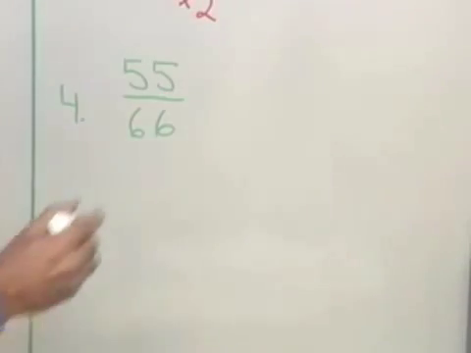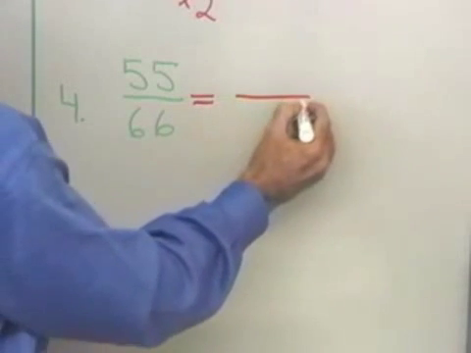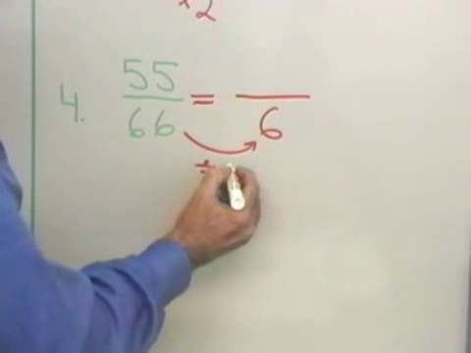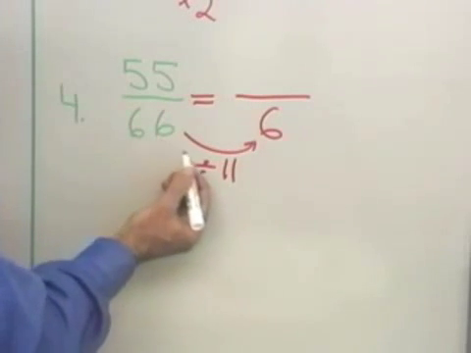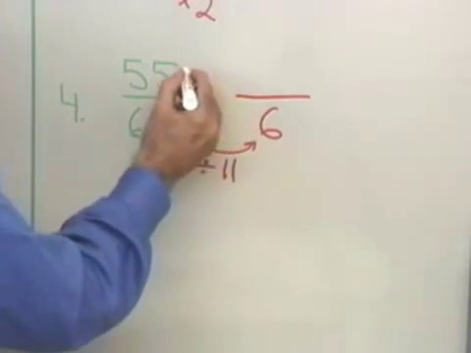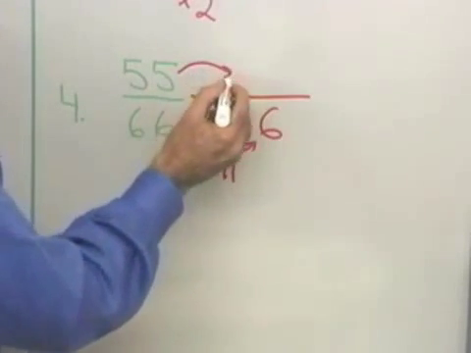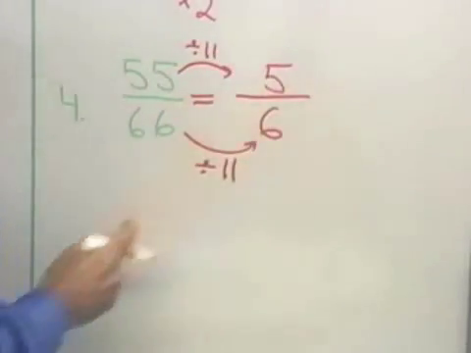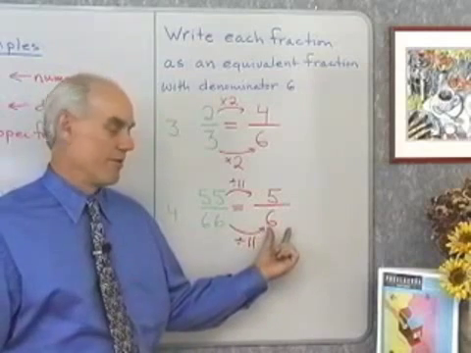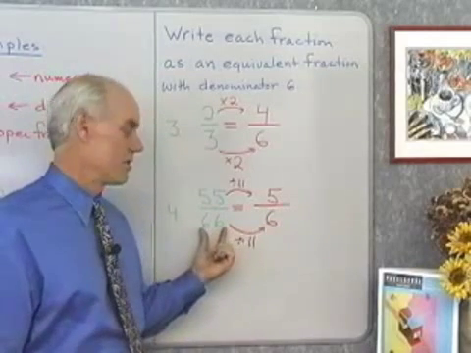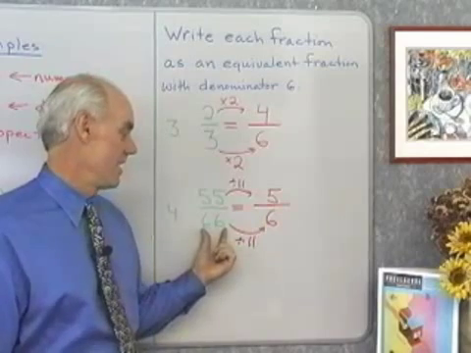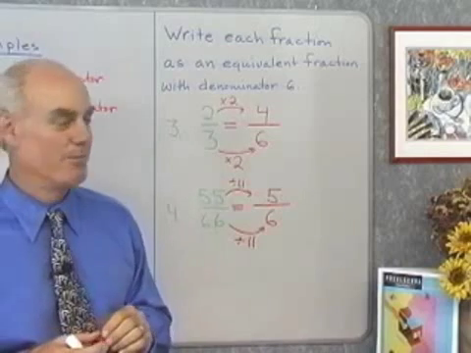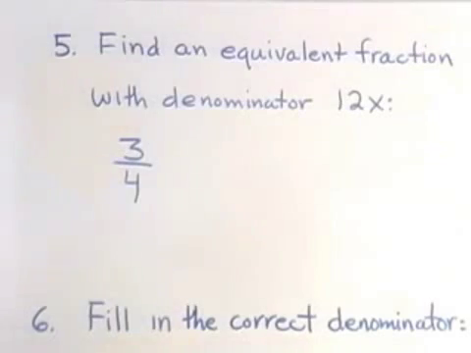55 over 66. I'm going to write this as an equivalent fraction with a denominator of 6. To do that, I have to divide this denominator by 11. 66 divided by 11 produces 6. Since I did that to the denominator, I have to do the exact same thing to the numerator. So I'll divide the numerator by 11, and that produces a 5 in this numerator. So the fraction 5/6 is equivalent to the fraction 55 over 66. And I found that by using property 2, where I divide the numerator and denominator by the same non-zero number. Okay, let's go look at our next problem.